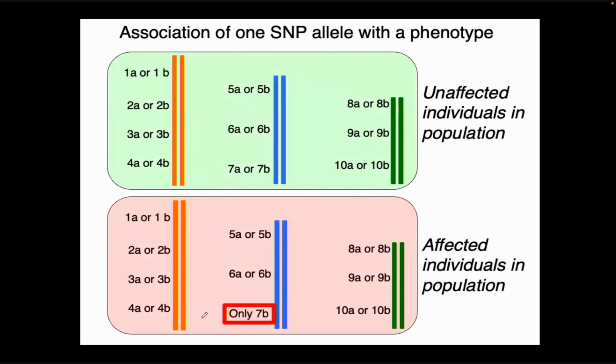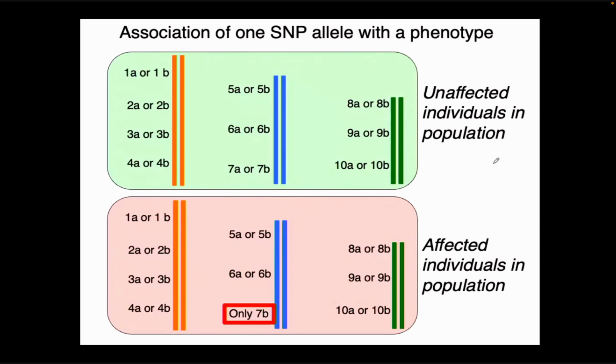Here's an example of how this might work. We're looking at 3 chromosomes, the red, the blue, and the green, and we have a choice of 2 alleles at each of 10 SNPs. In the unaffected individuals of the population you'd expect to see 2 ortho, 2 meta, and 1 para, 6 total alleles.